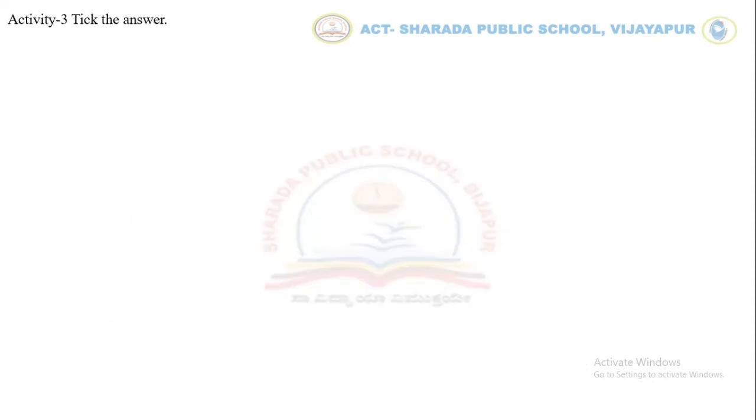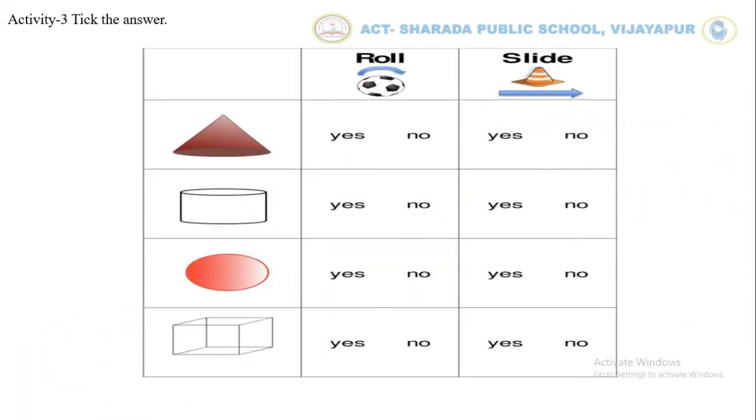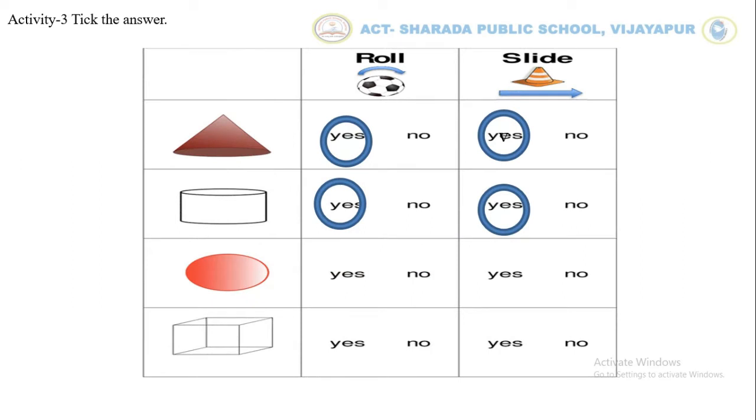So children, our next activity is to choose the correct answer. Here they have given some images of the shapes. We have to choose the correct answer, whether it rolls or slides. So a cone can roll and also slide. Next, a cylinder can roll as well as slide. So for the square and the cube, you have to choose the correct answer.